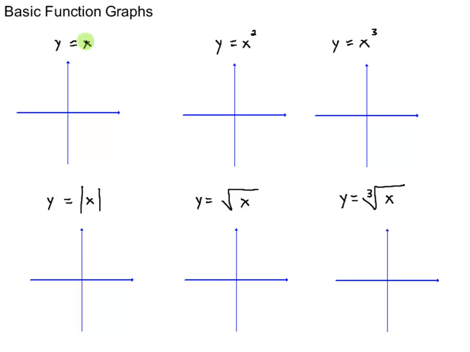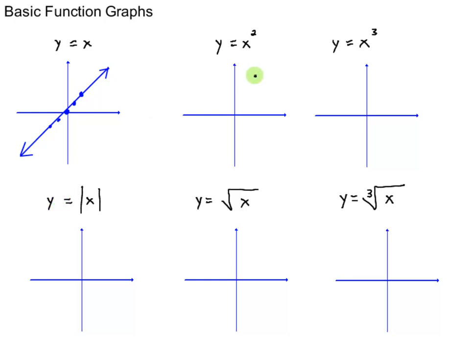Let's begin with y equals x. If x is 0, then y has to equal 0, so you get the origin as a point. If x is 1, then y also has to be 1, so you get this point. If x is 2, then y is 2, so you get a point like this. 3, 3, negative 1, negative 1, negative 2, etc. And so you can see that this is a straight line through the origin that is basically at a 45-degree angle.